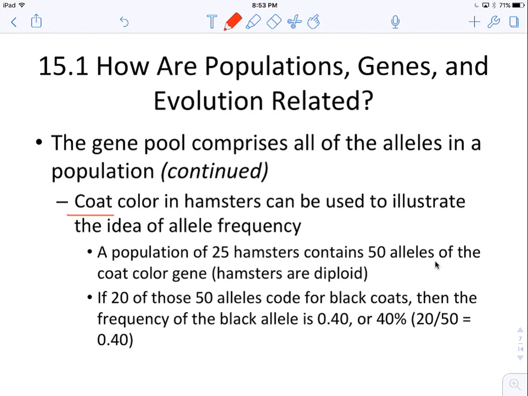We're going to look at coat color in hamsters.